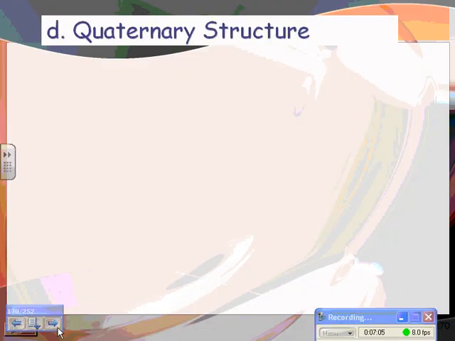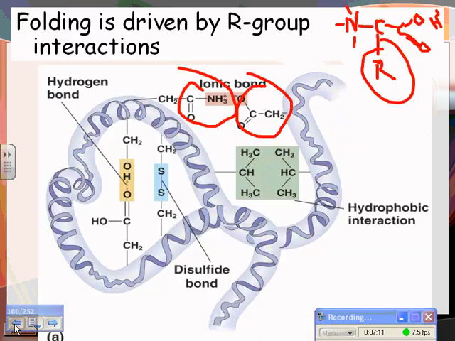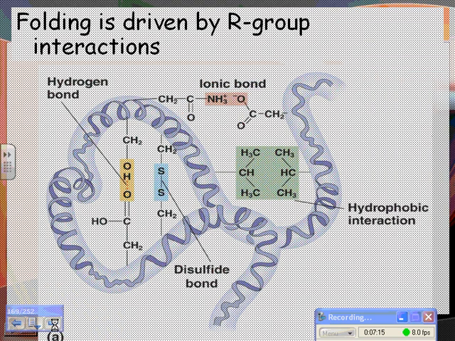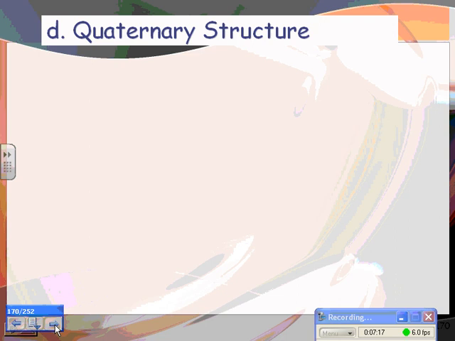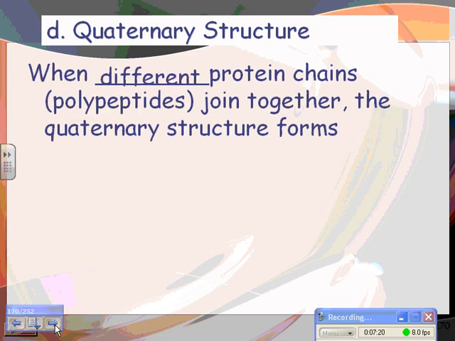Quaternary structure is the last structure. So some proteins don't even have this. Some proteins finish with this tertiary structure. Quaternary structure is just in some proteins. So it's when different protein chains or different polypeptides join together, you get this quaternary structure.